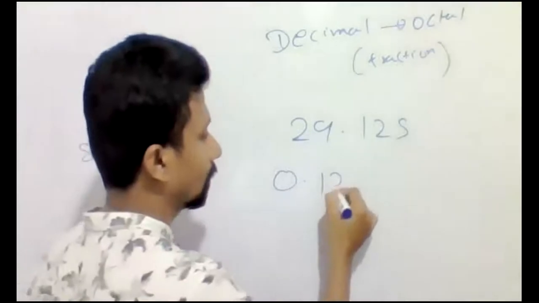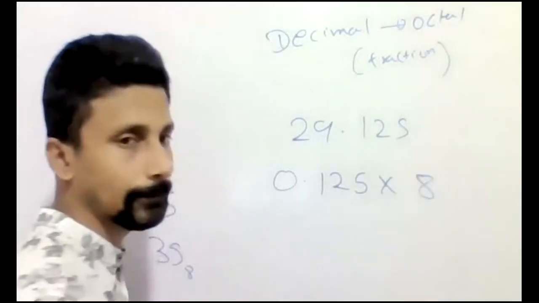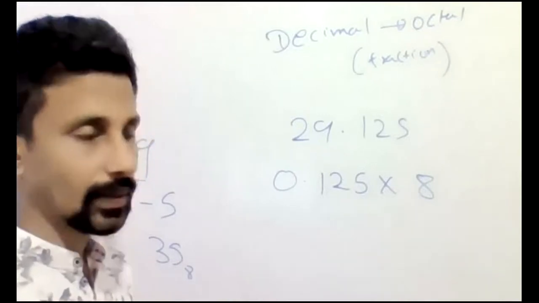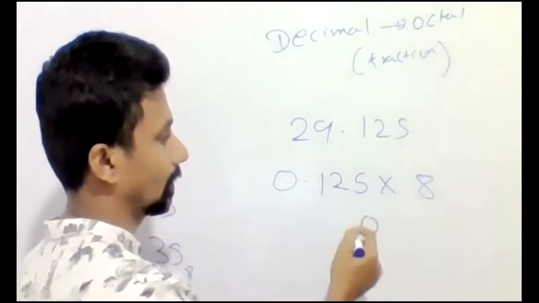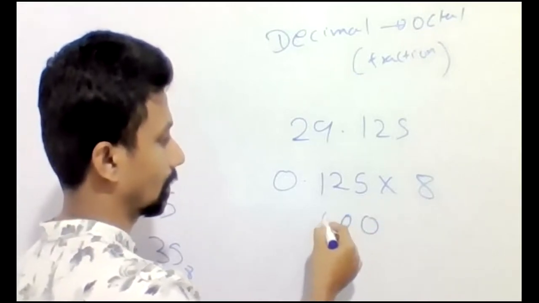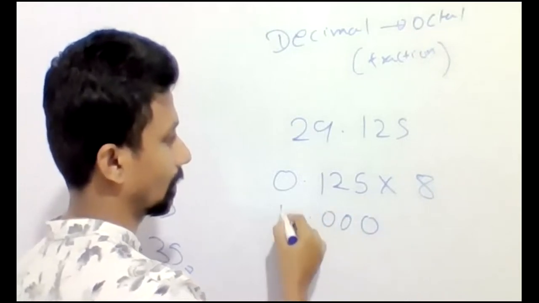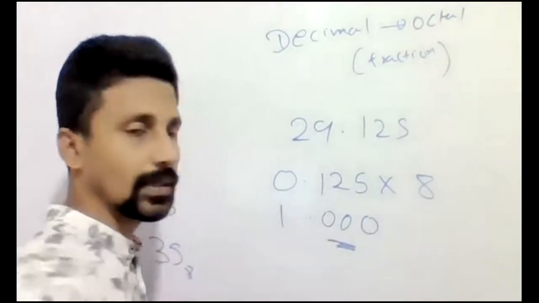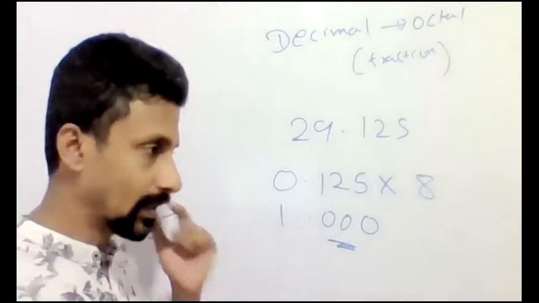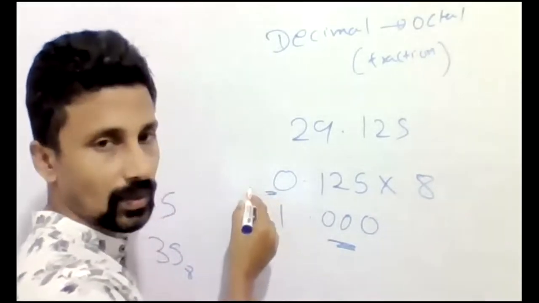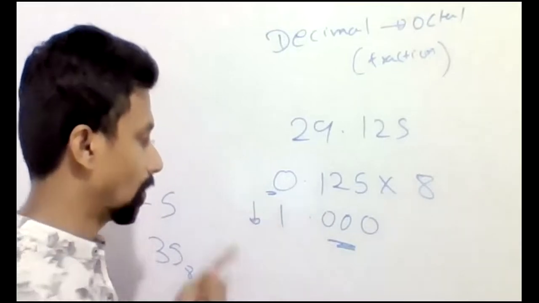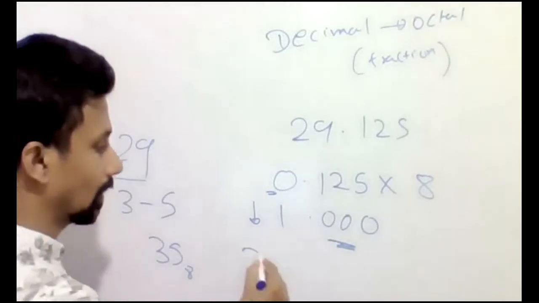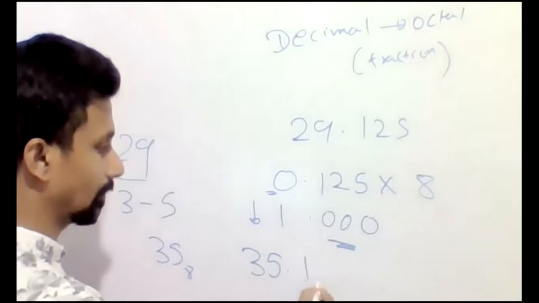But 0.125 you have to multiply by 8. Now you have to multiply by 8 until you get zero for the decimal part. Here when you multiply, you get something like this. At once you are getting the fractional part as 0, so you don't want to multiply it again. Your answer will be, now this part you are not taking because it's the original one. So only top to bottom you are taking, only 1. So your answer will be 35.1 in octal.